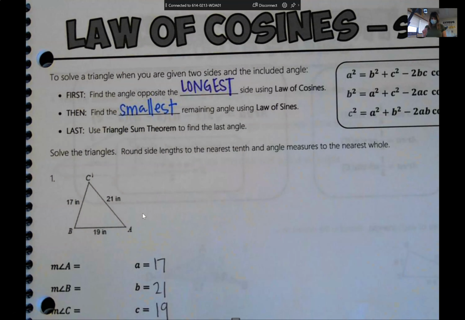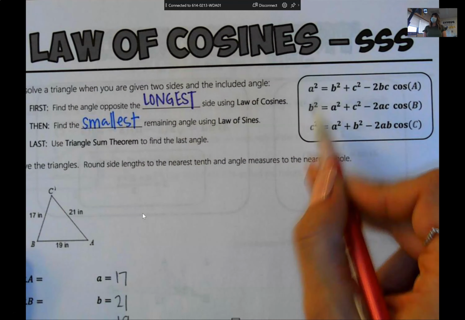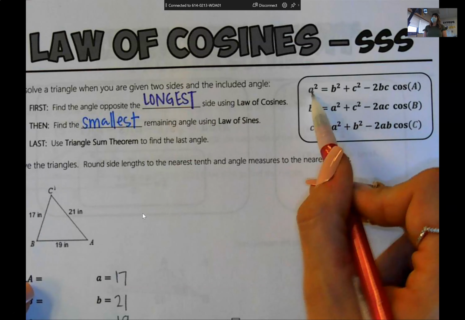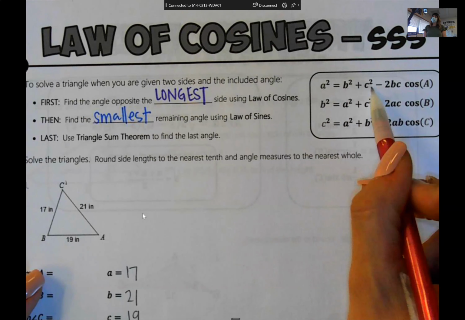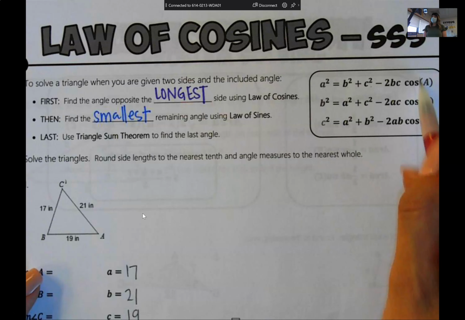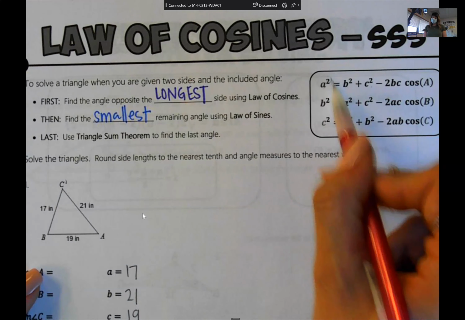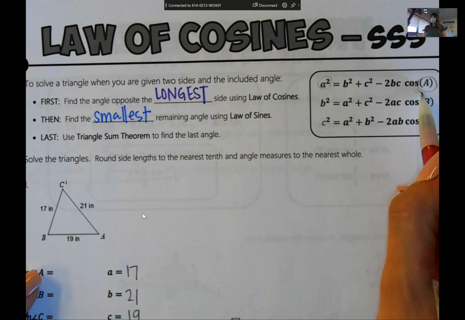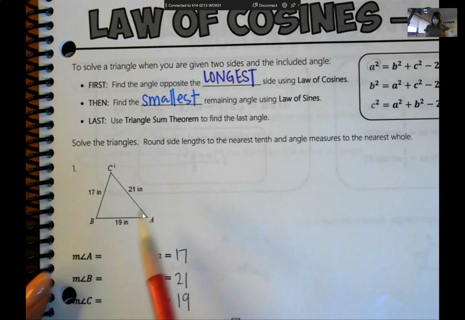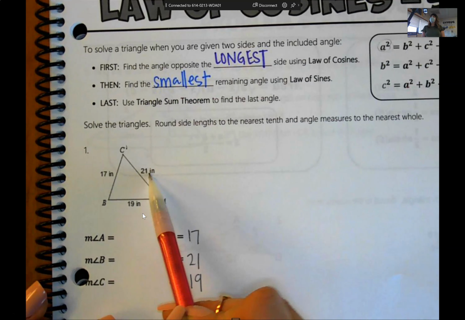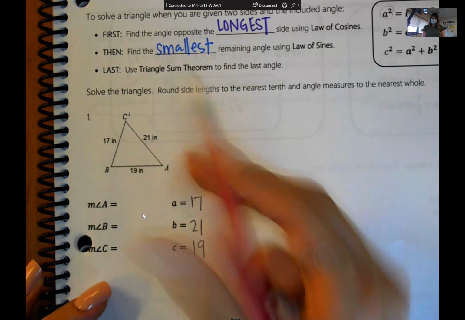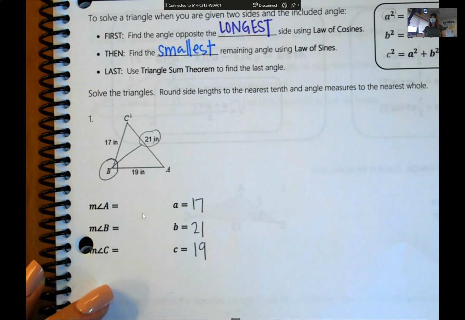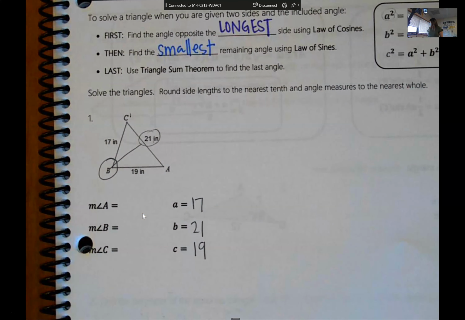Okay, so we're still using this big, ginormous formula. But the thing to notice is that we will have all of these numbers filled in, and we'll be missing the angle. Last time we were missing this number. Today we're missing this value. So we find our biggest side. That's going to be side 21, which means that we're going to find angle B first. So we find our longest side first.